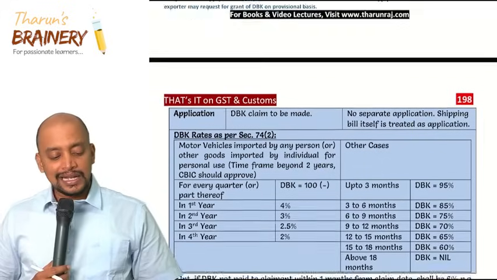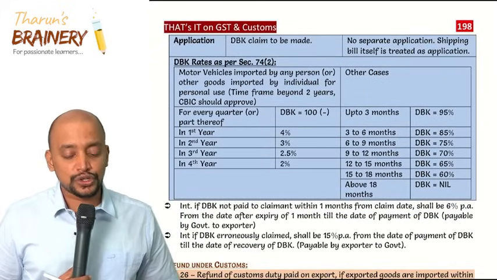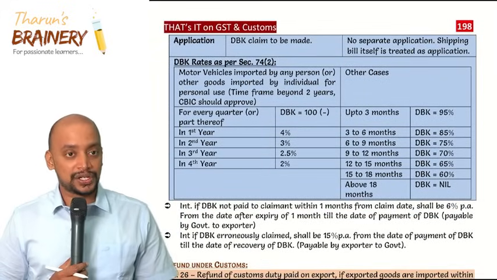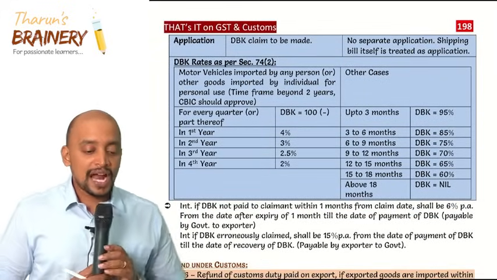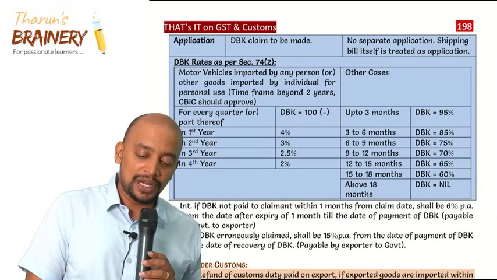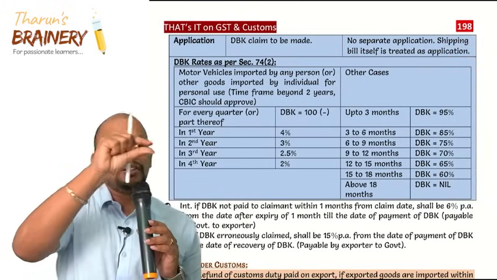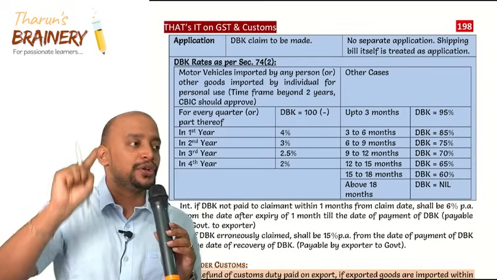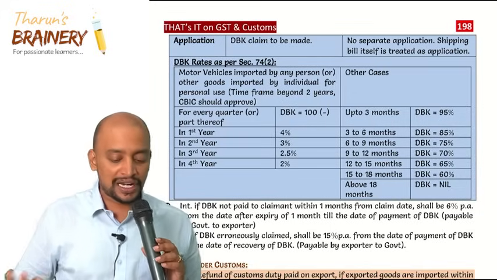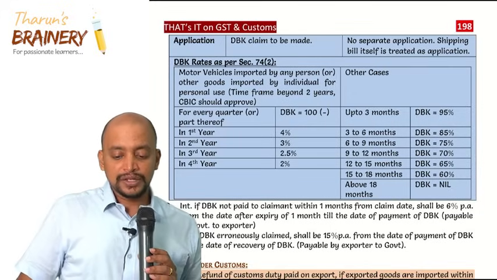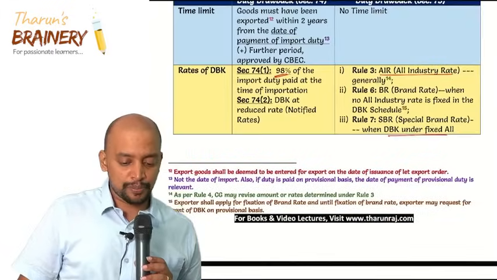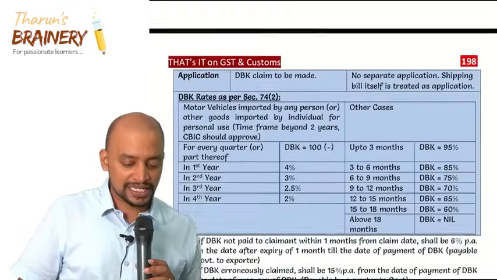And next, is there any application that is to be made? No separate application in case of 75. At the time of export, we file a shipping bill. That shipping bill itself is treated as application. In that shipping bill, we will have an option to claim the duty drawback. If you select that option, we will get the duty drawback. So these are the differentiating points between 74 and 75.